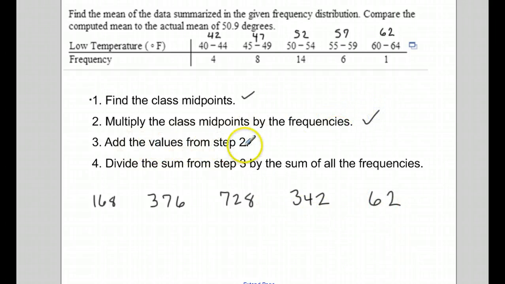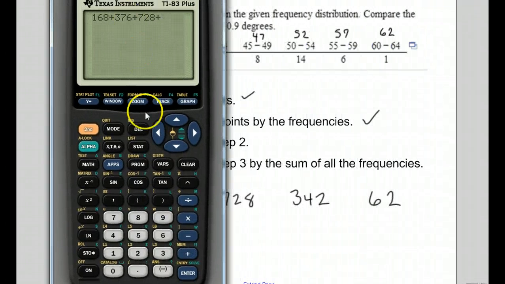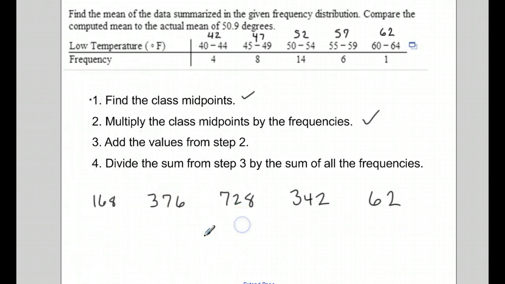Now add the values from step 2. So I'm going to add all these numbers up that I got from step 2. That's 168 plus 376 plus 728 plus 342 plus 62. Alright, I get 1676.